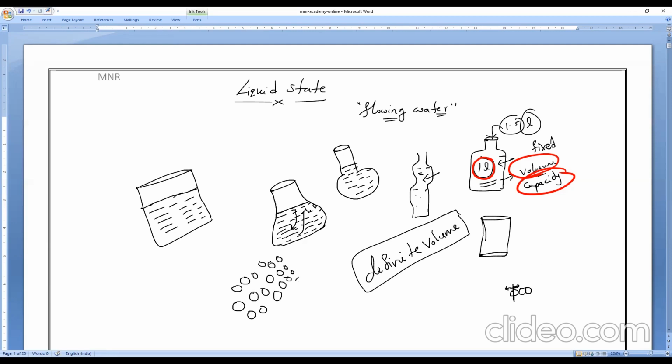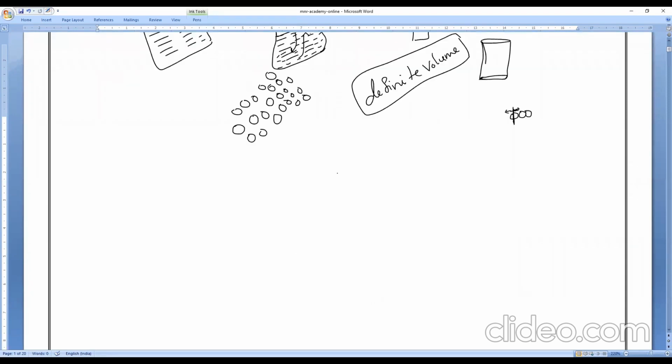Now you tell me, if they are able to move from one place to another place, do they have high kinetic energy or low kinetic energy compared to solids? High kinetic energy. Understanding? So that is what you have to remember.